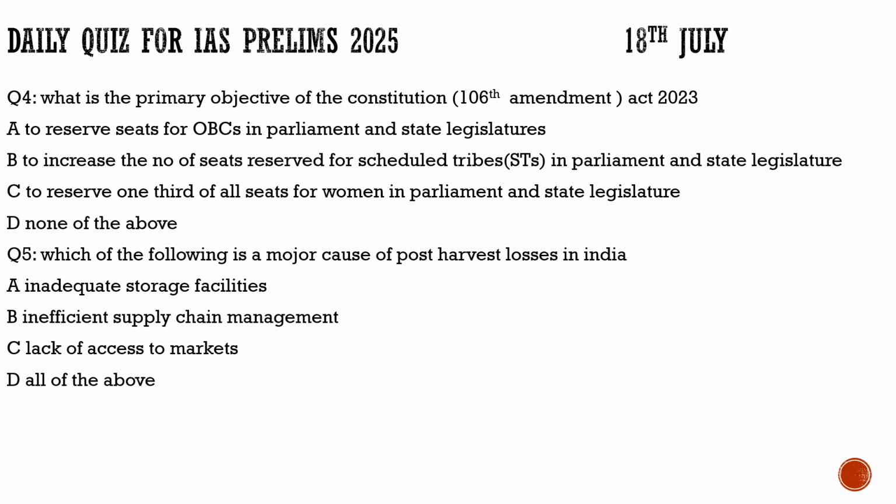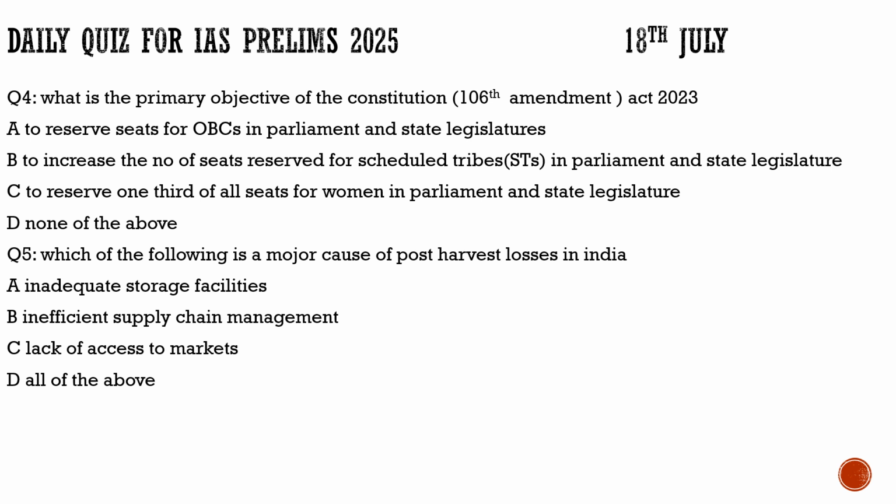Now, coming to question number 4, it says, what is the primary objective of the Constitution 106th Amendment Act 2023? It has been passed, and a question related to it came in the exam also. So we have to find the primary objective of it, and the provisions in this Constitution Amendment Act will come into action after the next census. We discussed it, so let's see what is the primary objective of it.